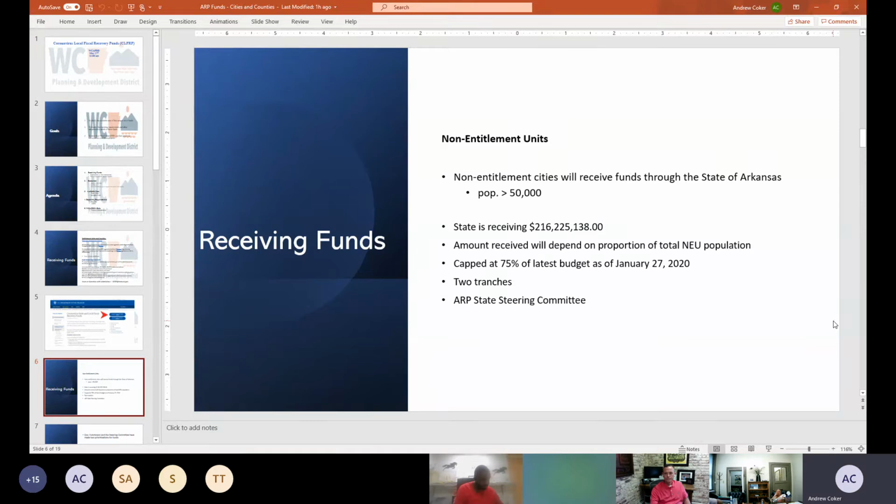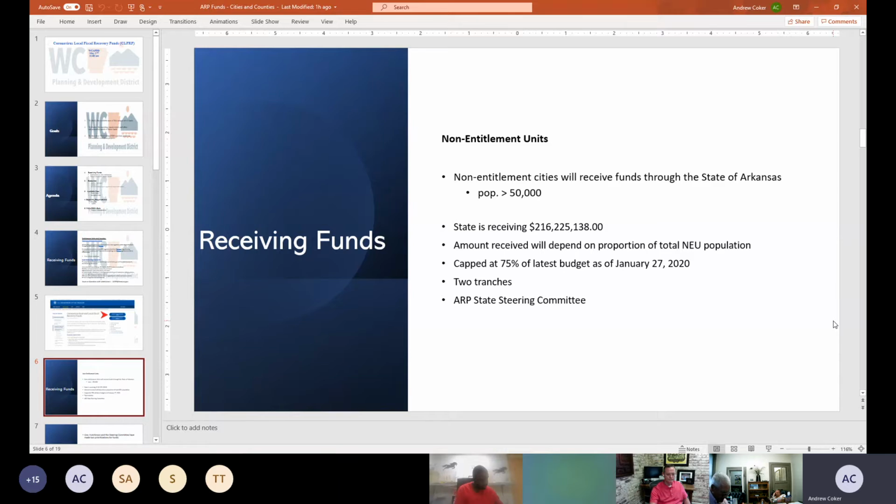So the main next point is that the Treasury has mandated that states cannot make a process more burdensome than what the Treasury is requiring of entitlement cities. So just because they're having it allocated through the state, they're basically saying that the state can't require more information or more burdensome receipt process. And so this means that a lot of the information the Treasury has released so far will apply to the non-entitlement units as well.